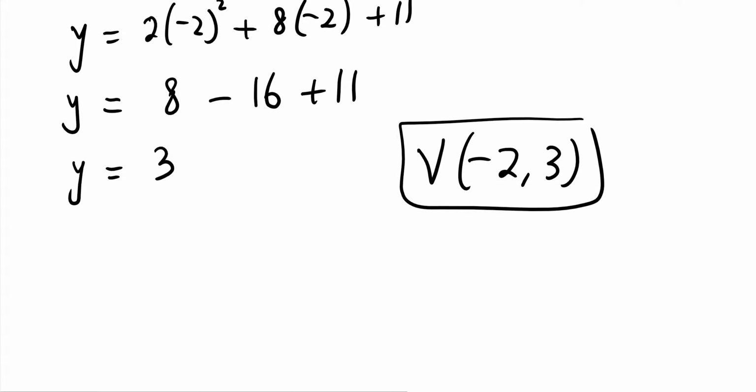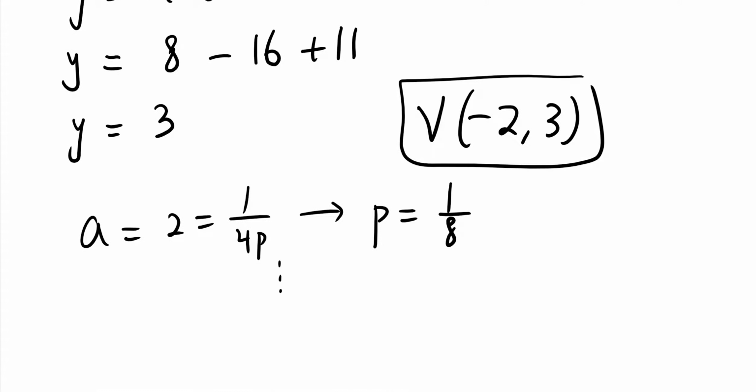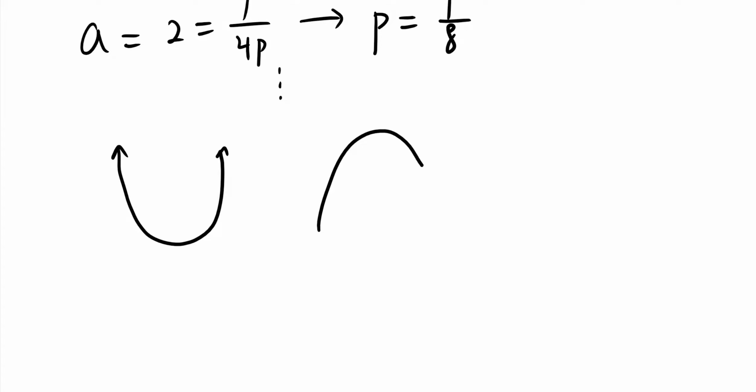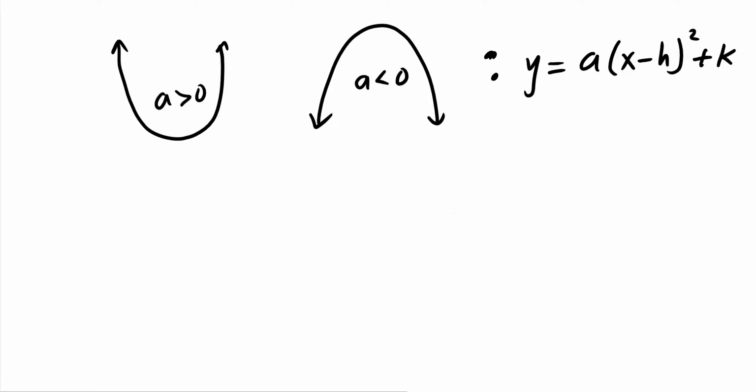So now we need to find the p-value. So from a, which is 2, equals 1 over 4p, we found the p-value earlier was 1 over 8. And then from here you finish it up the same way as we did before. So now we only spoke about when the parabola opens upward or downward. This is when a is positive, this is when a is negative. For these two, the equation was exactly the same, just a was positive or negative. So this is the equation of the parabola.